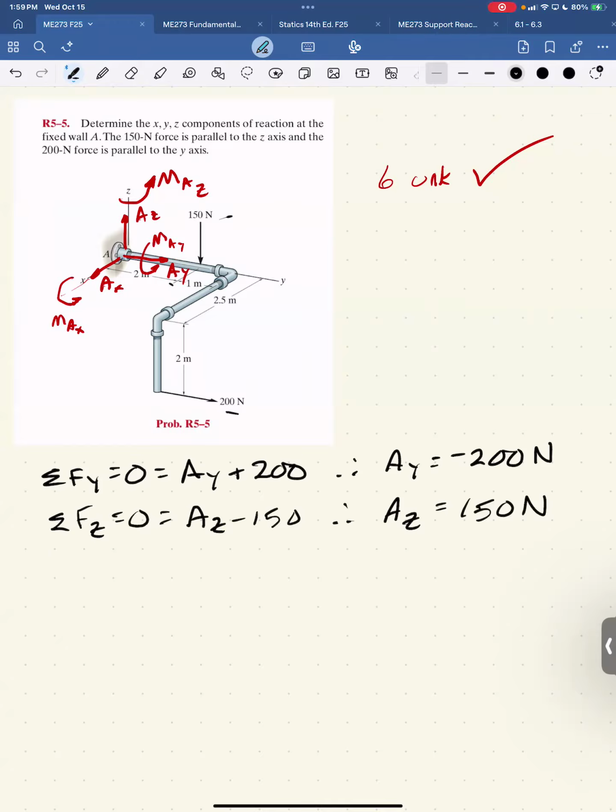I realized that the 200 Newton force is parallel to Y, so it has no moment about the Y axis, and the 150 Newton load in the Z direction passes through the Y axis, so therefore the summation of moments in Y is 0, and there's only one reaction there, so that's the moment about Y. So the moment reaction in the Y direction at point A is 0. Okay.